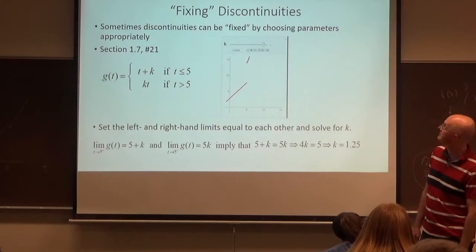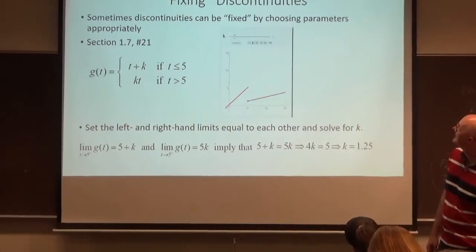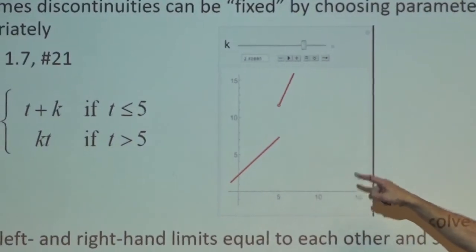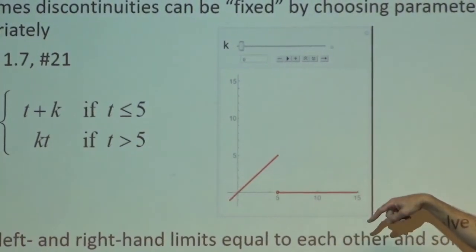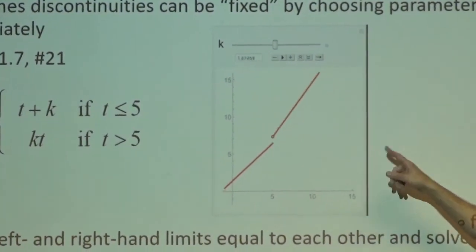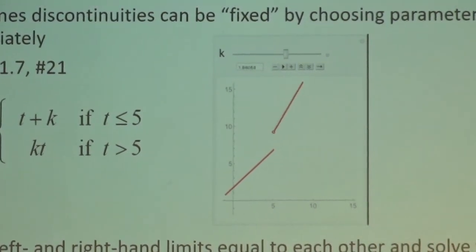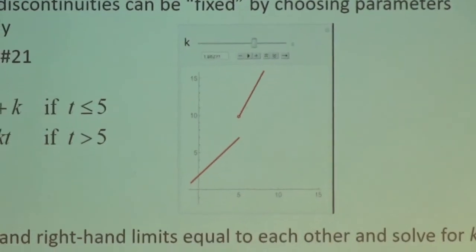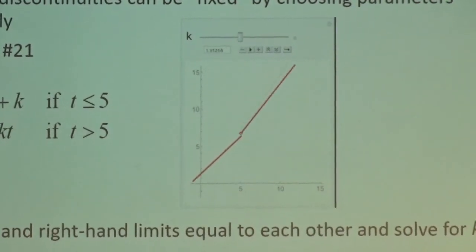Zoom in if you need to there briefly. Looking at those numbers. Changing k shifts the first piece up because it's t plus k, that's a vertical shift. For the second piece, it's really a vertical stretch, k times t. And when k is 1.25, they match up. Okay, let's take a break.